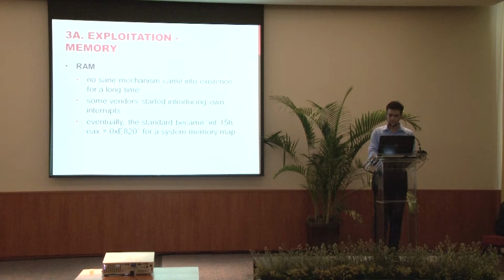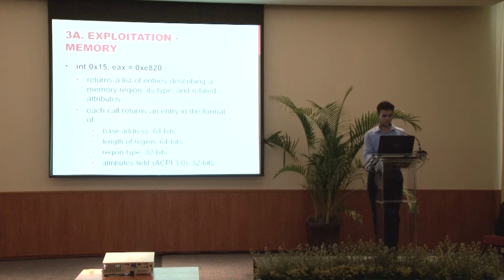So we come to RAM. Now, detecting RAM on an x86 system is pretty complicated. No sane mechanism existed for a long time. Until then, code would be written to manually probe for memory, or they would utilize hacks to find out how much memory there is. Soon, some vendors started introducing their own interrupts with the firmware. Eventually, with the introduction of ACPI, a standard came into being, and that was the int 15 interrupt with EAX as E820, which gave a system memory map describing each unit of memory.